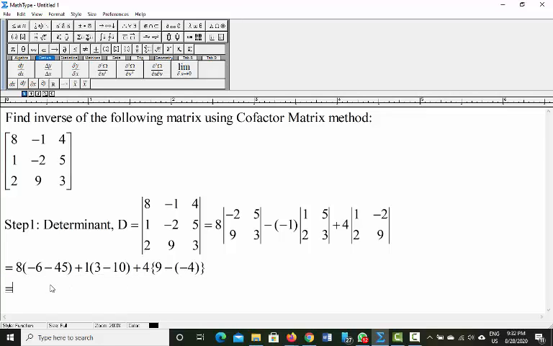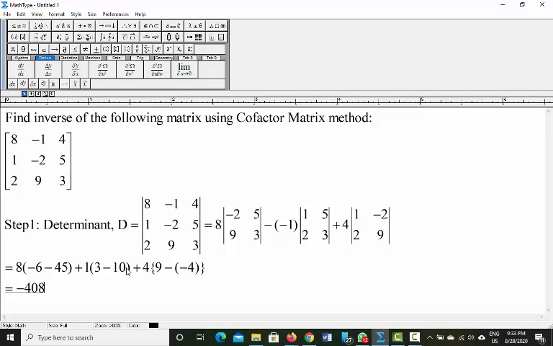Right. So now what will we get? Here we have minus 45 minus 6, that is minus 51. So minus 51 multiplied by 8 is minus 408.